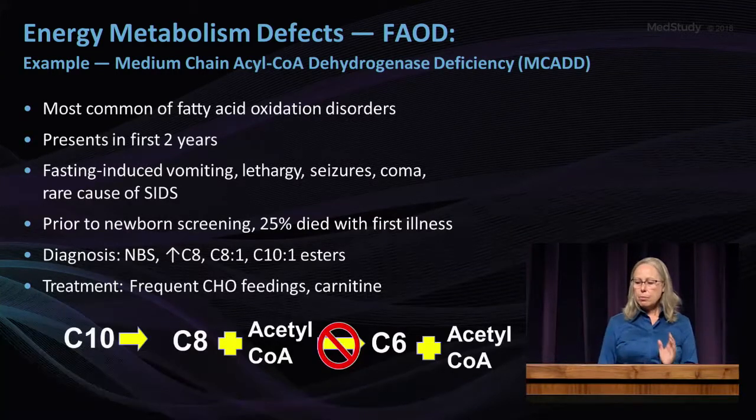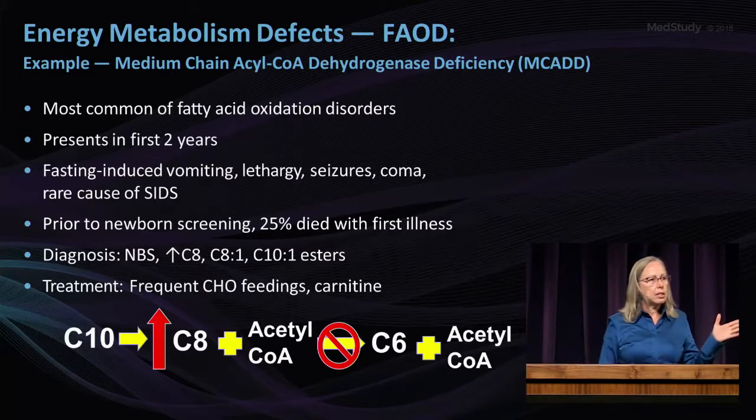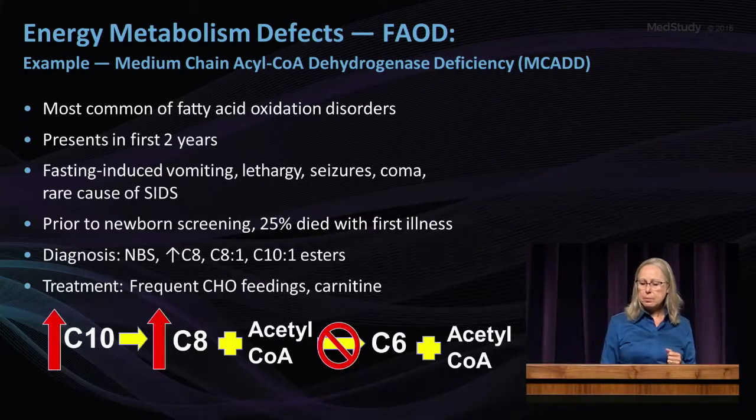So if you can block at C8 to C6, C8 goes up, and you also see the esters being made because you're getting the block back behind there. You also see a bump in your C10. And this is what the newborn screen is looking at.